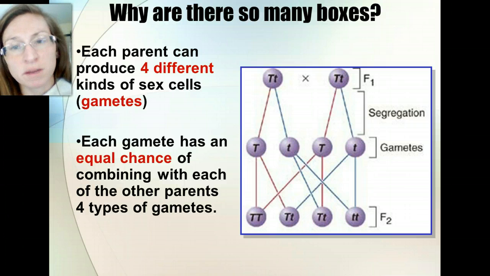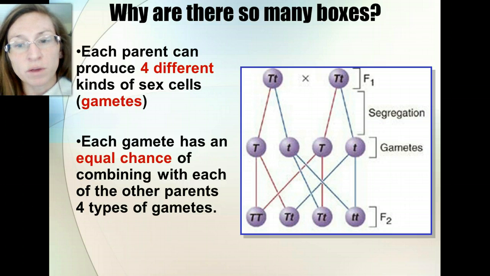So, why are there so many boxes in that dihybrid cross? Well, each parent can produce 4 different sex cells. Okay, remember sex cells are called gametes. And each gamete has an equal chance of combining with each of the other parent's 4 types of gametes. So therefore, we have 4 options as it's showing you in the picture over here.